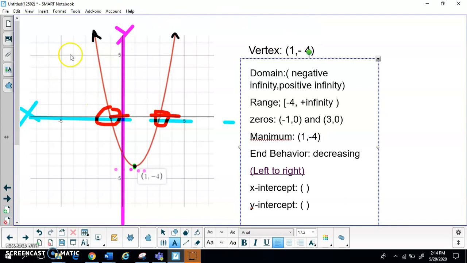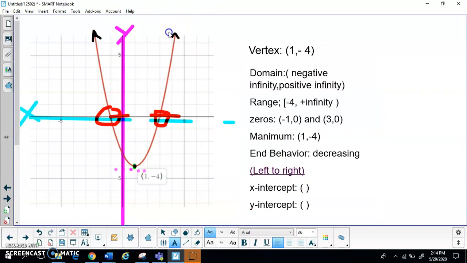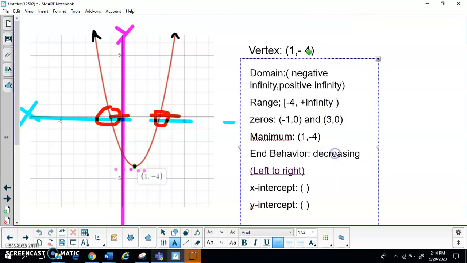Now, the end behavior, as noted down here, you always look at your graph from left to right. So in the left to right direction, your graph ends going upward. Then you would say that the end behavior of this function is increasing. Okay, so then you will put increasing.